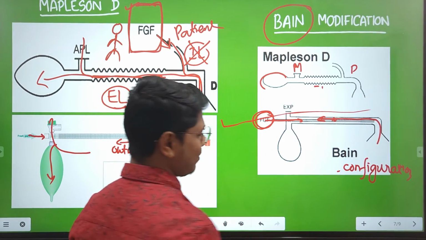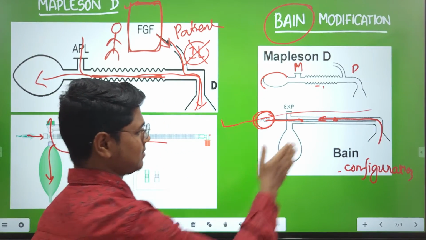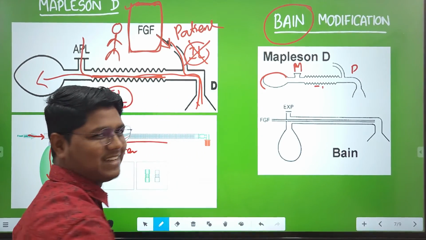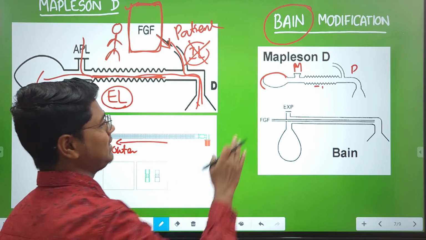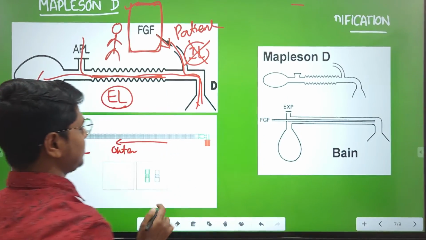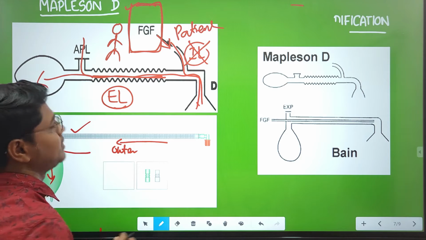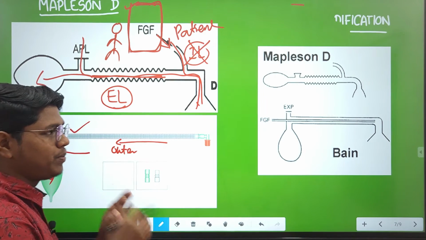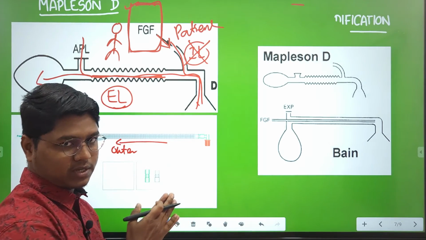Whenever I take Bain's name, I think, oh my god, if I had answered this in my interview, the interview would have been different. Anyway, this is Bain's modification. So we have studied Mapleson A and Mapleson D. I hope you have understood what the circuits are.